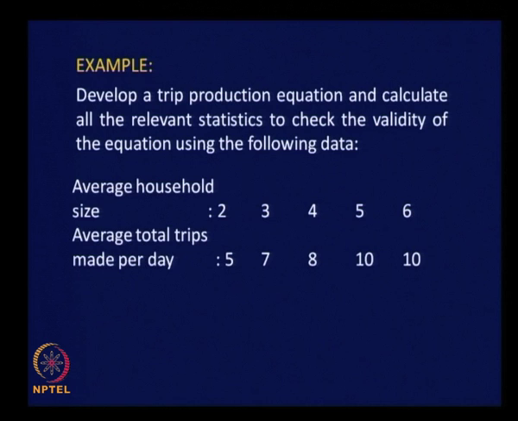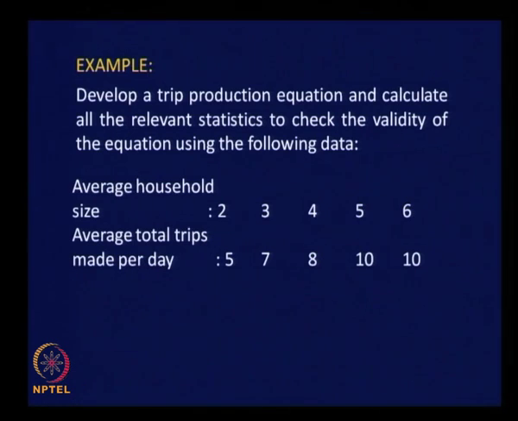Then the values of the variables, we have given some household size as some numbers. I will just quickly go back to the data. Yeah, this is the example. Average household size is 2, 3, 4, 5 and 6 for 5 cases. Are they 5 independent households, or they cannot be independent households because it is clearly stated it is average household size. Average of how many households?